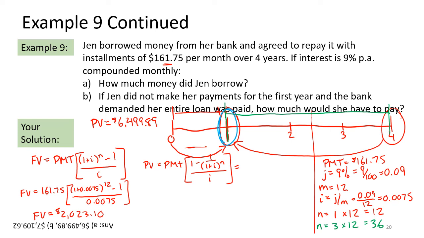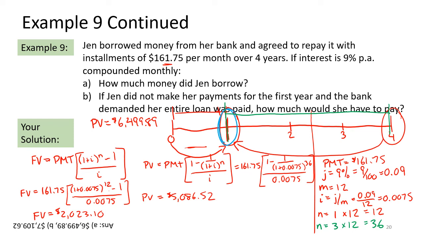So if we substitute these values in, we get 161.75 multiplied by 1 minus 1 over 1 plus 0.0075 to the exponent 36, divided by 0.0075. If we calculate that present value out, we get a value of $5,086.52. So that's the present value of her remaining loan.